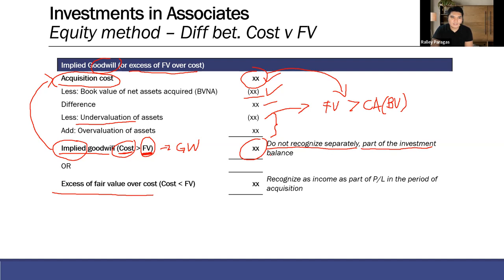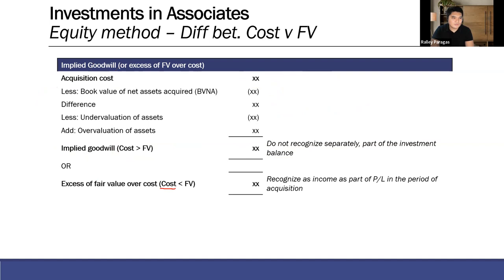Now, kapag mas mataas naman yung fair value versus the cost, magkakaroon ka ng excess of the fair value over the cost. And kung ano man yung amount na makuha mo dito, you recognize it immediately as part of profit or loss in the period of acquisition. So this is similar with your bargain purchase, no? Your bargain purchase na nangyayari kapag mas mataas yung fair value ng net assets na inacquire mo versus your acquisition cost for the consolidation, pag under PFRS 3 ka or PFRS 10. In this instance, same treatment.